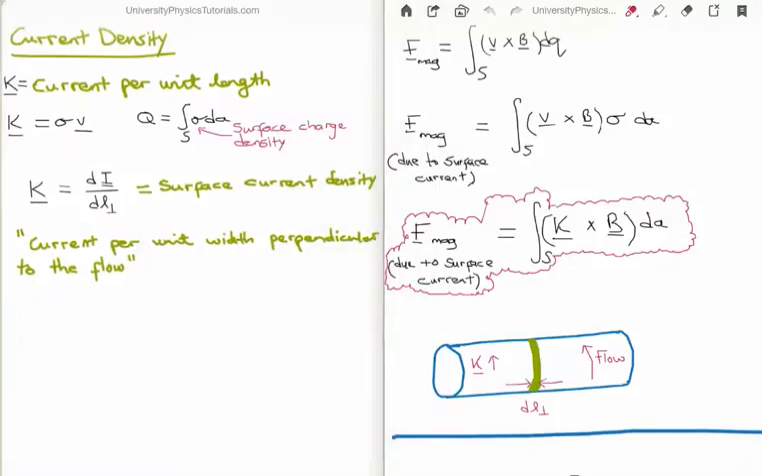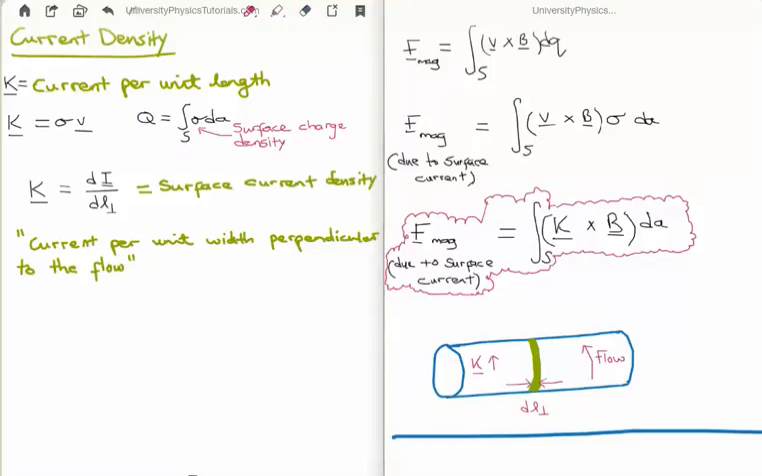So I'm going to first define the current per unit length, and you might understand it immediately, but in a moment I will be able to look at it in a different way, and perhaps that might be of use to you. So just bear with me for a moment. We say that the current per unit length is given by the placeholder capital K. Now, we also say that it is equal to the surface charge density multiplied by the velocity of the charge. Now, we know, of course, that if we integrate the surface charge density dA, we get the total charge. So the first formula is that K, the surface current density, is equal to the surface charge density multiplied by the velocity of the charge.